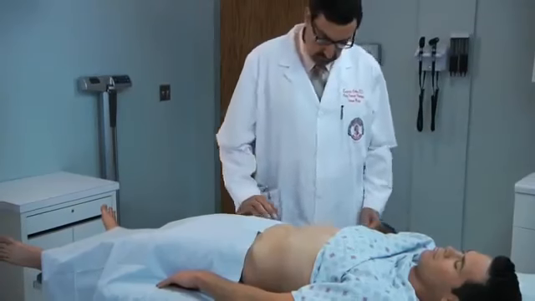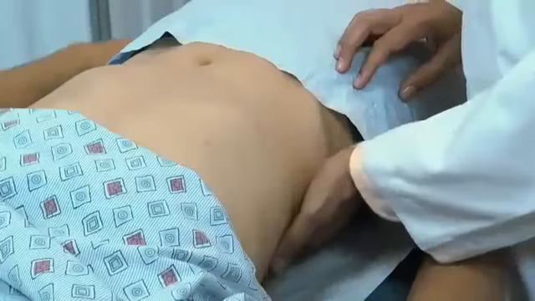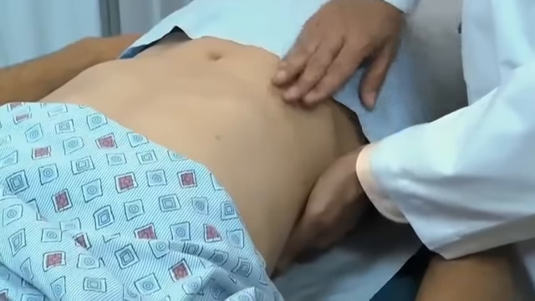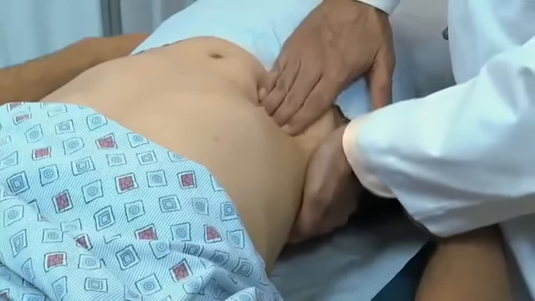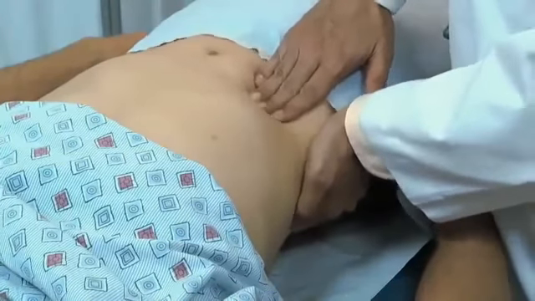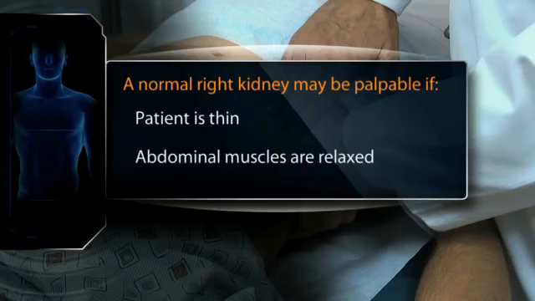To capture the patient's right kidney, return to the patient's right side and use your left hand to lift up from the back and your right hand to feel deep in the right upper quadrant. Proceed as before. A normal right kidney may be palpable, especially when the patient is thin and the abdominal muscles are relaxed. Okay, I'm going to examine the aorta for you.